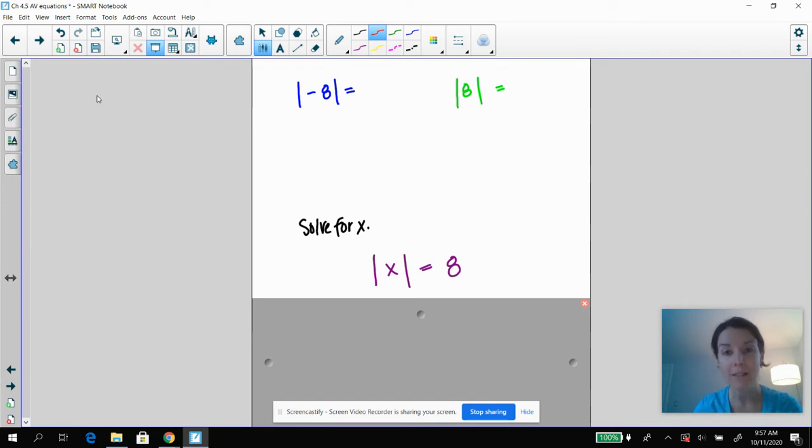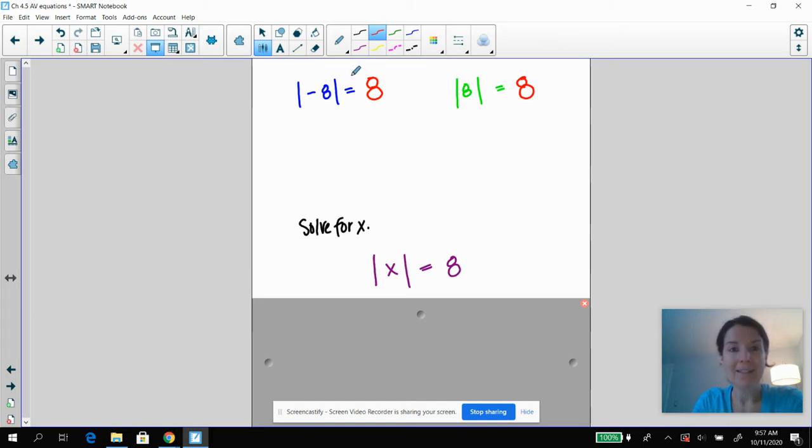I want you to pause the video and answer these top 2 problems. All right, so we're back. Hopefully you got that the absolute value of -8 is 8 and the absolute value of 8 is 8, because remember, what comes out of the pipes is going to be positive. Now I want you to try the bottom one. Pause the video and do it.